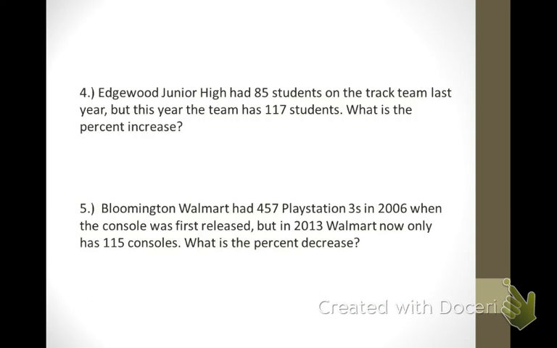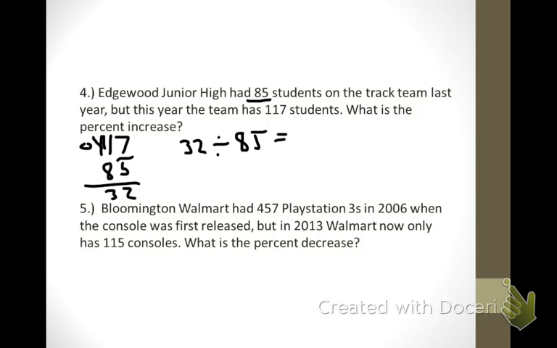All right, and for these, it says Edgewood track team had 85 students on the track team last year, but this year it's changed to 117, so we're going to subtract those 2 numbers. And you can use a calculator for this, but you shouldn't really need one as much. So the difference between those two is 32, and we're going to take 32 and divide that by the original amount we started with, which is 85. We're not going to divide by 117. And when I divide those 2 numbers, 32 divided by 85 gives me 0.3764.